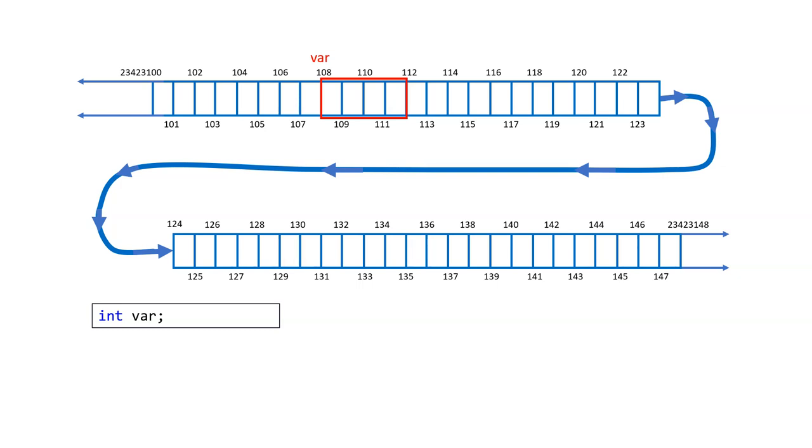When your program is running, it sits somewhere in memory and it has an address. What is the address of the variable var now? 108, it's where it begins. And what is the length of the variable? 4 bytes, right? So we know that. Okay, good. So the address of integer var over here is 108.